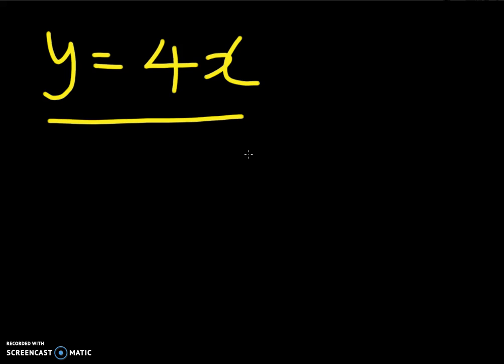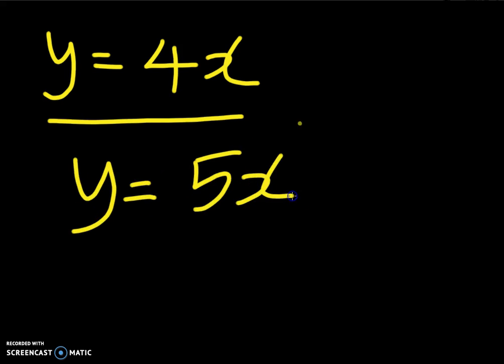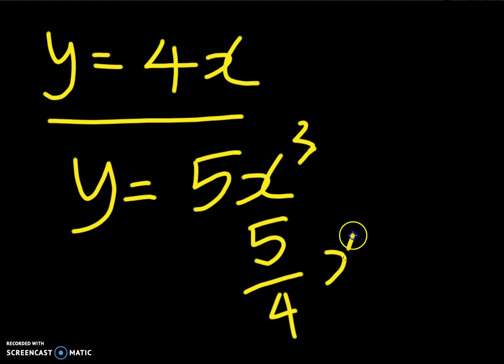So let's say they give you something like y equals 5x cubed and ask you to integrate this function. You have to ask yourself what function derivative will give you 5x cubed. In this case it's actually 5 over 4 x to the power 4. It's a version of it.